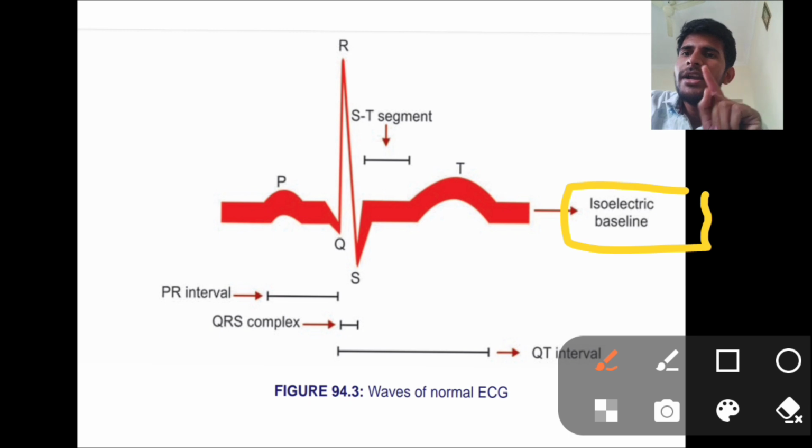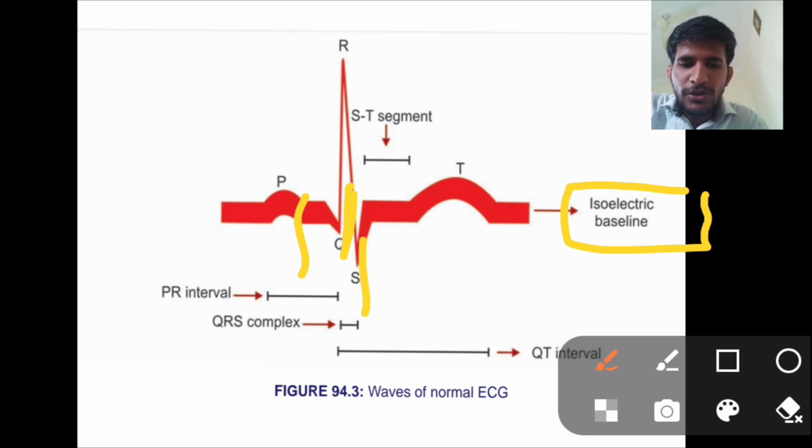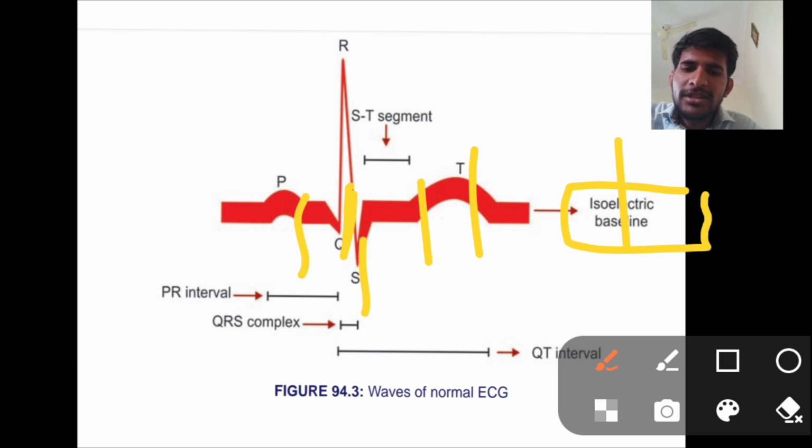And totally there are three segments. Next one is the PR segment, between this P and this R. After the atrial depolarization there will be some time gap, and the PR segment is because of that time gap. Another one is the ST segment, from the S wave to the beginning of the T wave. Another one will be the TP segment, from this T to the next P wave. These are three segments.